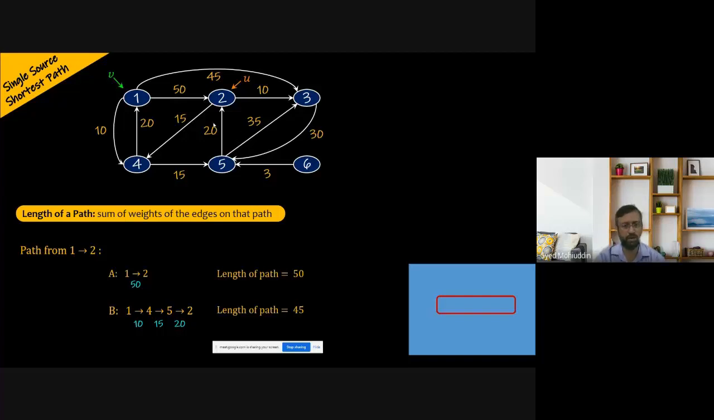But don't think that a direct path will always lead you to a shortest path. That may not be the case. Sometimes an indirect path may also lead there, though you have to travel through several intermediate vertices. A path with a sequence of vertices may also be used, and it may be the shortest path. So in this case, path B is shortest. This way we have to find the shortest path to all the other vertices.